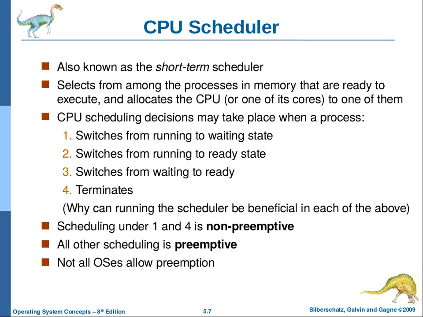There are different events that may happen. Switching from running to ready means you're trying to preempt something else; something else is coming along, or you're going from waiting to ready. Not all operating systems allow preemption, so they may have to use a non-preemptive scheduler.